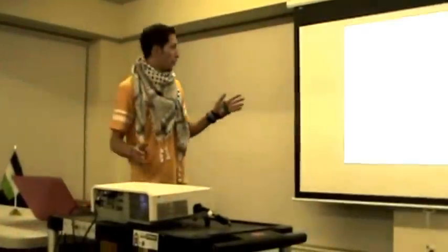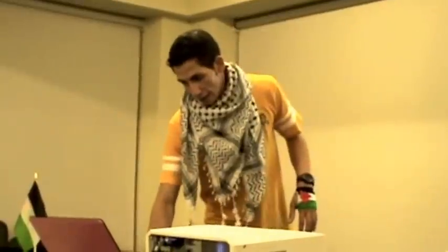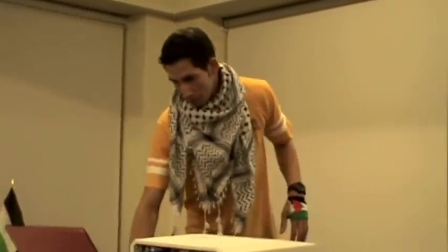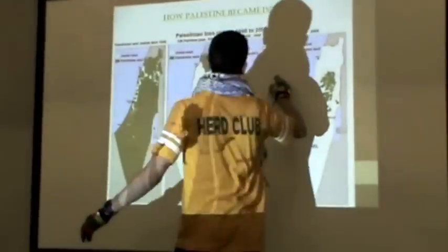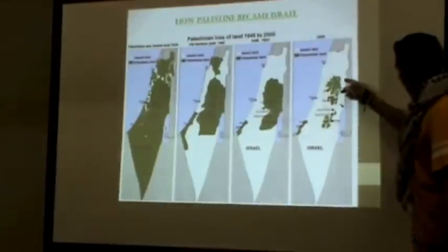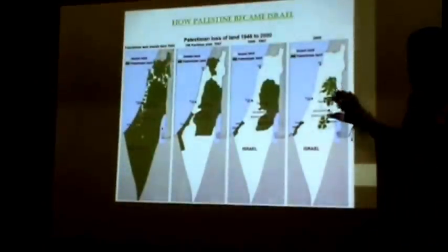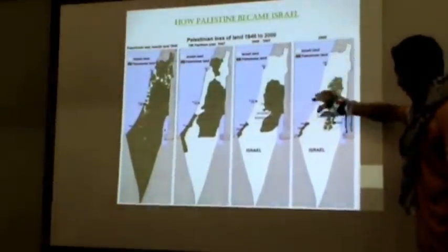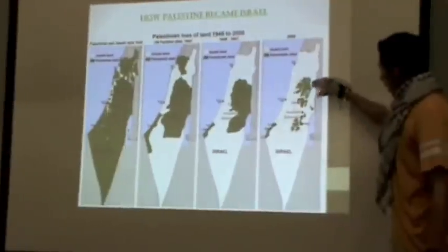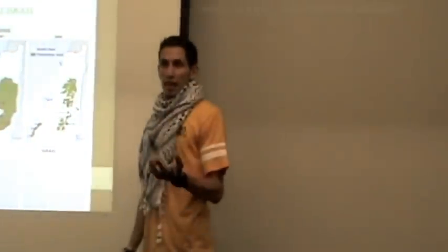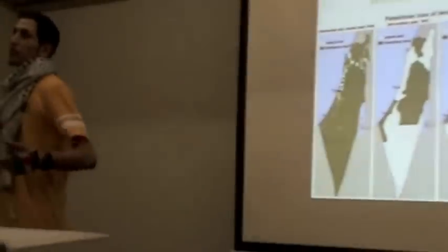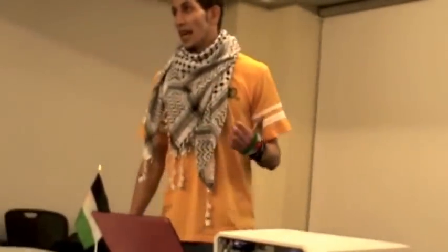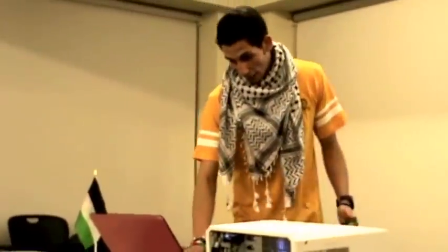Settlements. If I go back to this area here, I mentioned this is the West Bank, right? So this is the West Bank. But you can see here a white color, which represents Israel. Actually, this is the Israeli land, but this white color represents the settlements. The Israelis are always in the process of building settlements in the West Bank as much as they can.